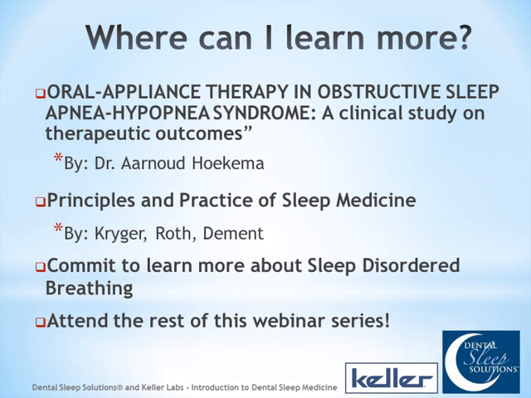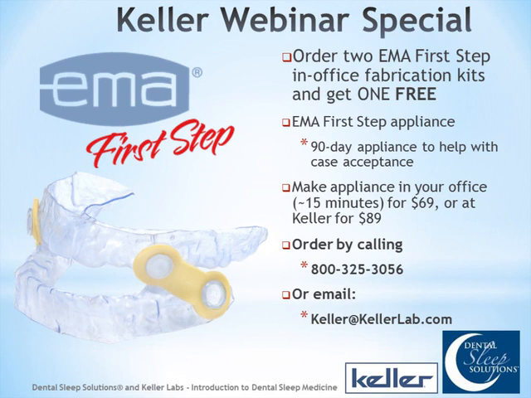Most of these device manufacturers are starting to come out with some type of trial appliance. EMA calls theirs the First Step. It's made by EMA, or you can actually make this in your office. You can get these kits for $69, or you can have Keller make it for $89. In my office, it takes me about 10 or 15 minutes to make this. It's considered a trial appliance. The plastic they make it out of, the suck-down material, is 0.03 instead of the 2.5 mil.